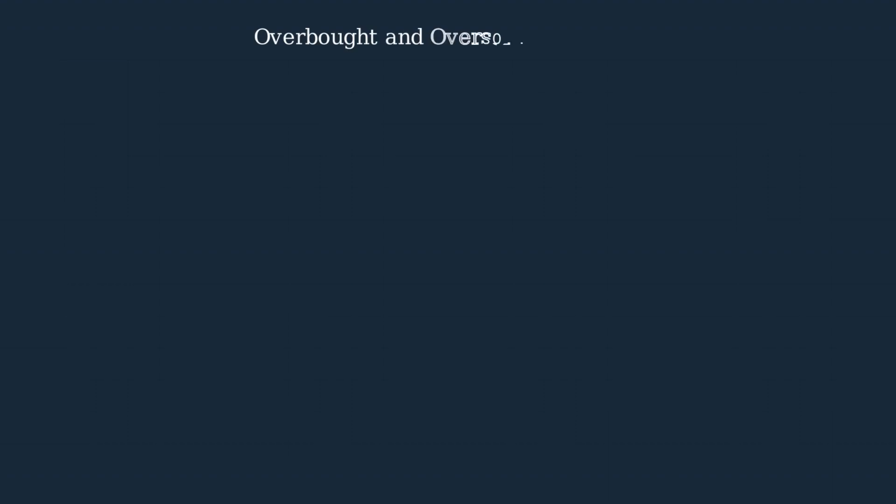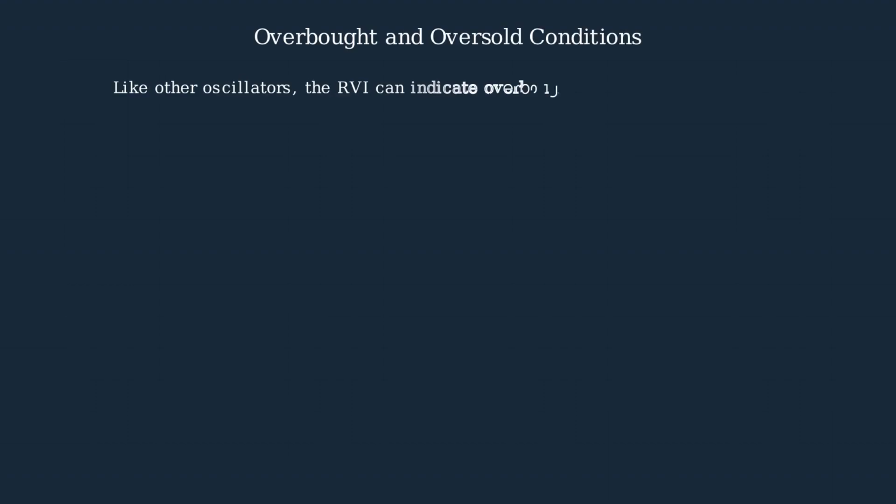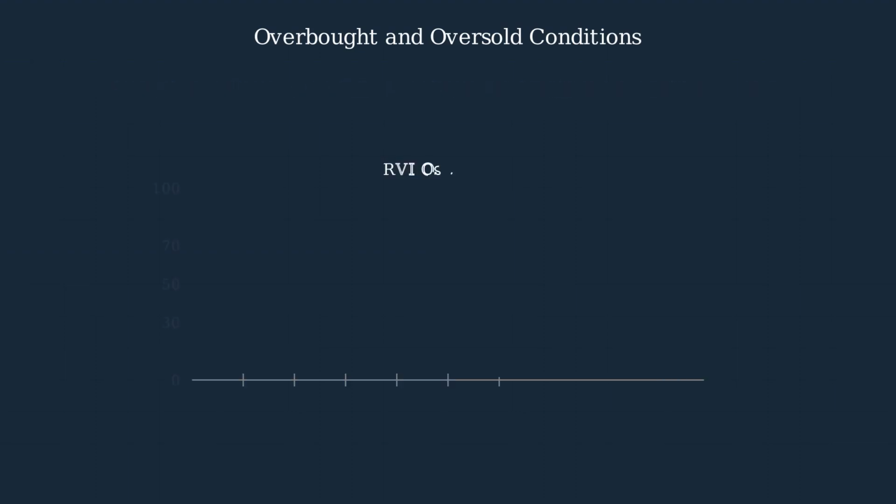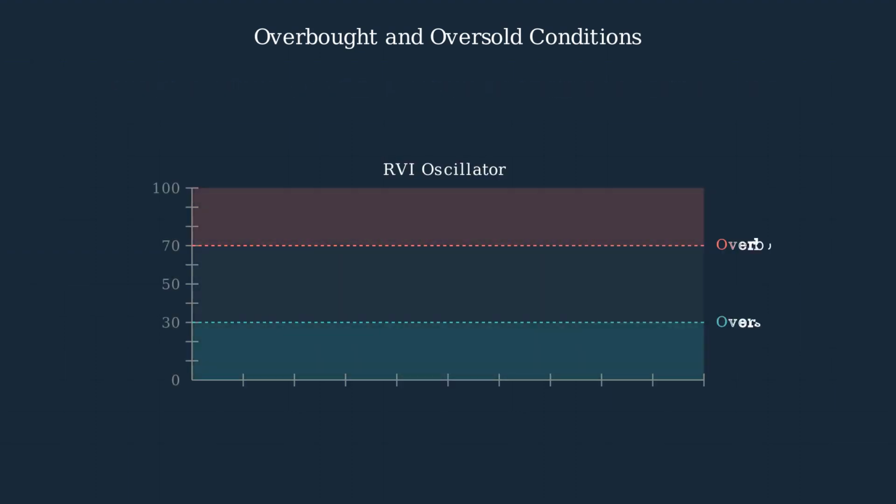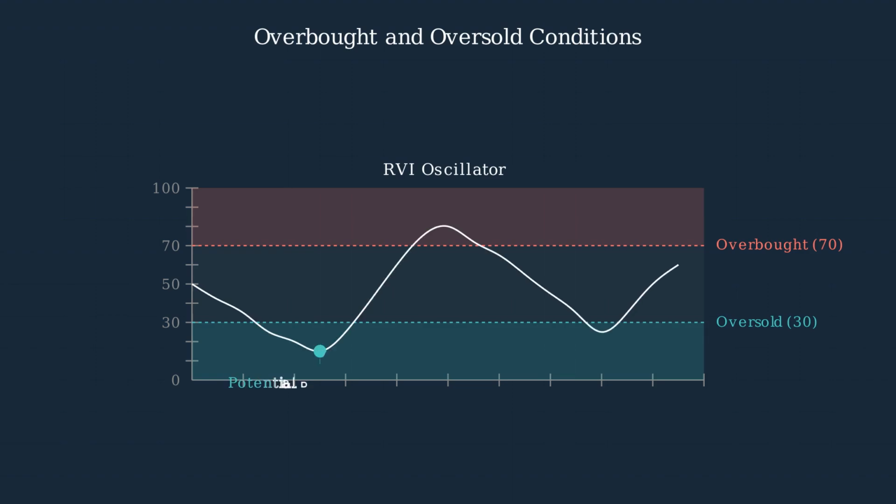The Relative Volatility Index, or RVI, can identify overbought and oversold market conditions. As an oscillator, RVI ranges from 0 to 100 with key threshold levels at 30 and 70. Readings below 30 are considered oversold, suggesting a potential reversal to the upside. Readings above 70 are typically considered overbought, indicating a potential reversal to the downside.